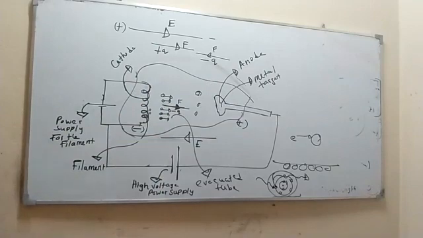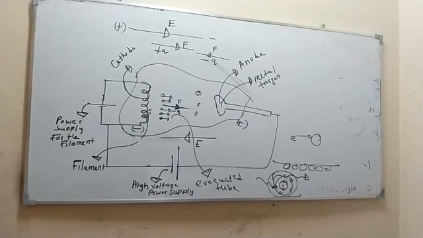Then next one, write down the reason for using an evacuated tube. The reason is electrons can travel from the cathode to the anode without colliding with air molecules.